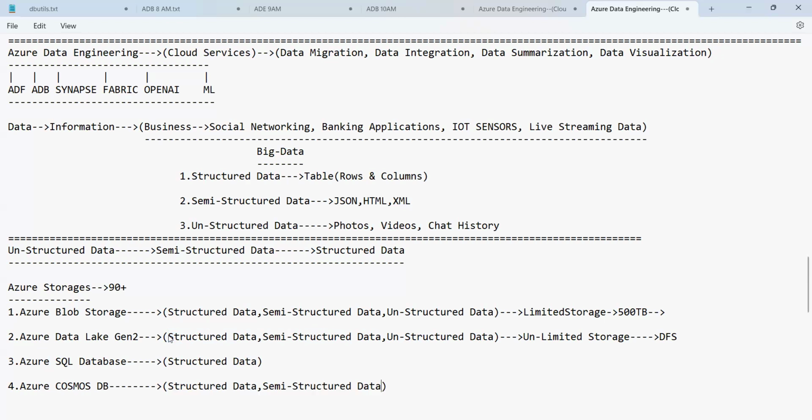Structured data as well as semi-structured data, you can store it. We can store it, guys. Structured as well as semi-structured data.